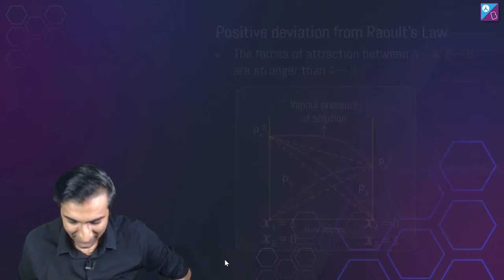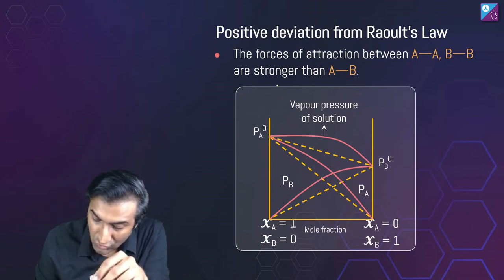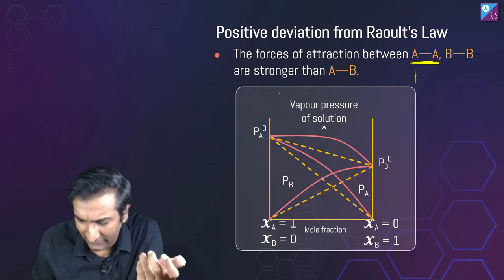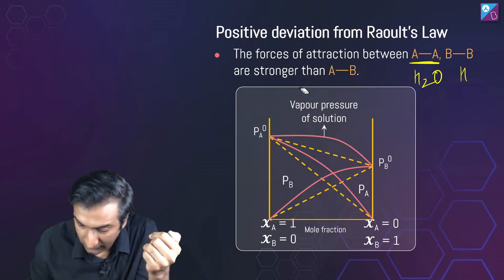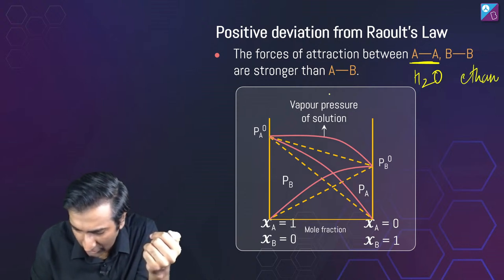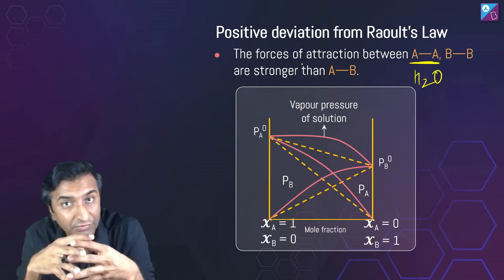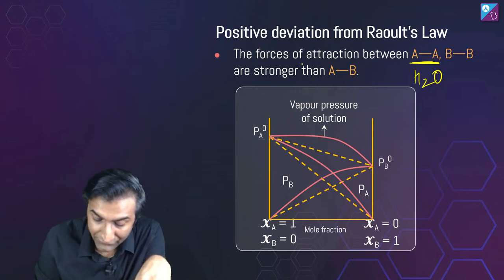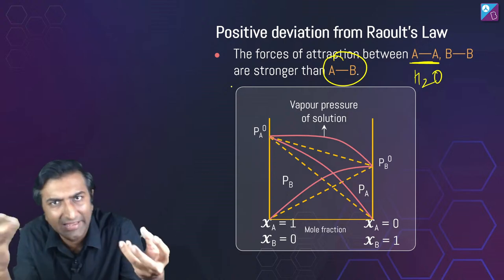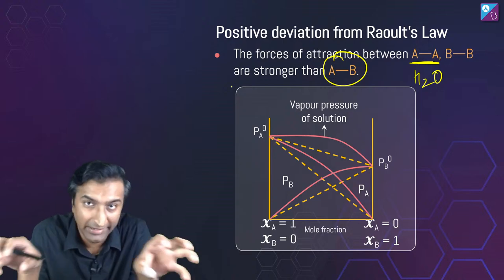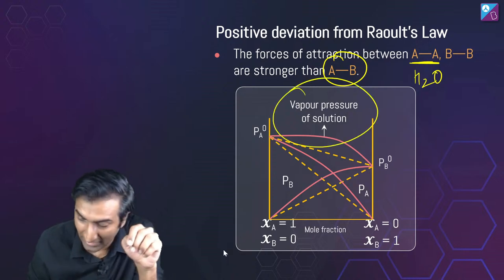Theek hai? All right. Positive deviation ka matlab kya hota hai? कि ये जो AA forces हैं, मतलब कि say A is water and B is something else, say ethanol. उनके बीच में जो forces हैं, they are weaker than the forces between AA. तो AB doesn't have that stronger force, but internally जैसे कि ethanol में hydrogen bonding है, water में भी hydrogen bonding है, but उन दोनों को साथ में डाल दो तो hydrogen bonding disturb हो रही है. In that case this was what happens.